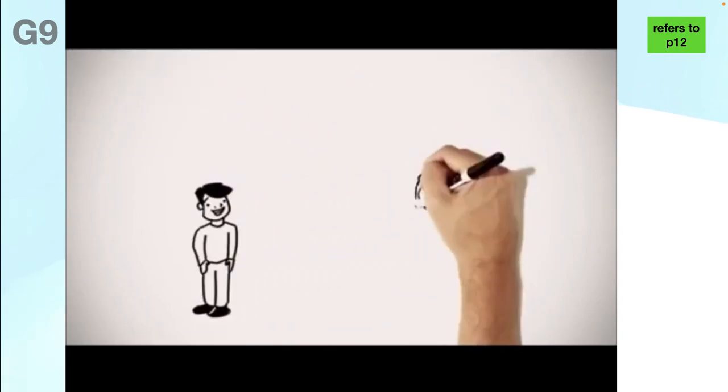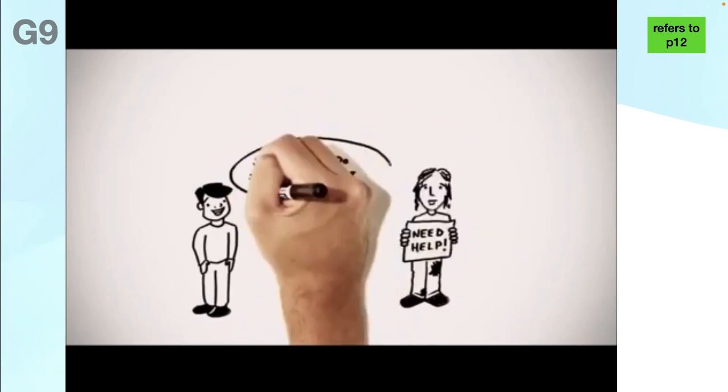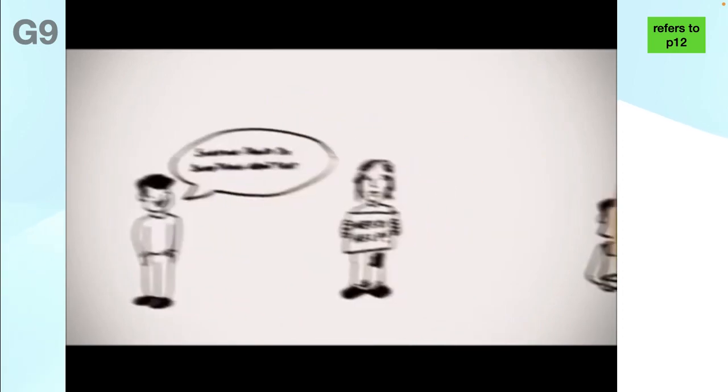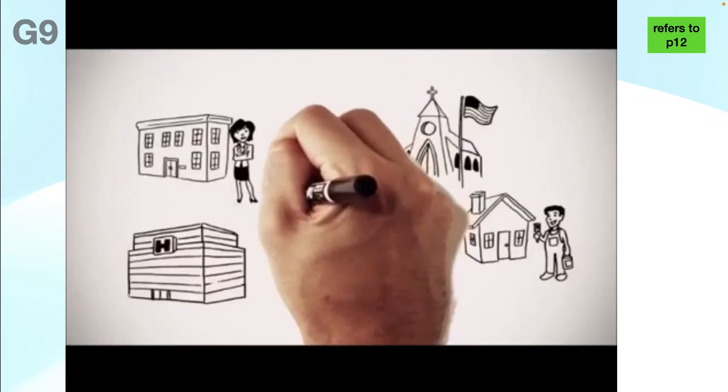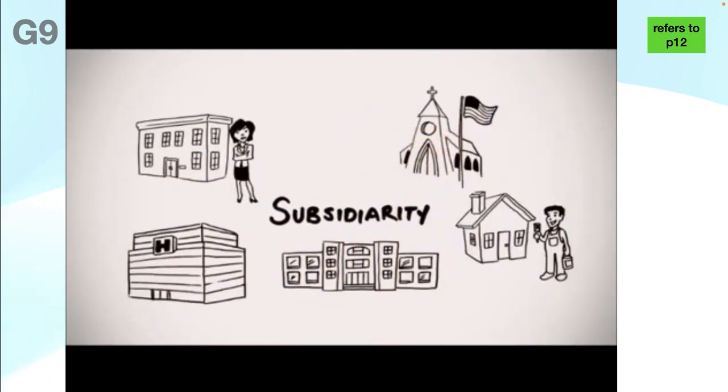You know, a lot of times we see problems and we say, someone should really do something about it. Maybe what we need to realize is that that someone could be us. That's what subsidiarity is all about. Think about it. And maybe it's time we give it a try.